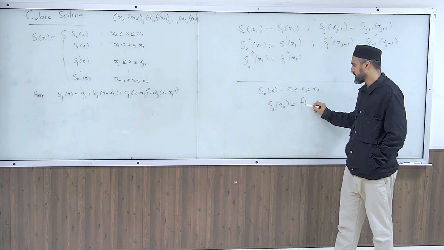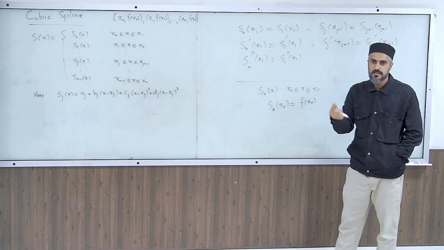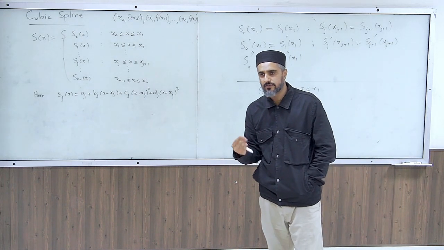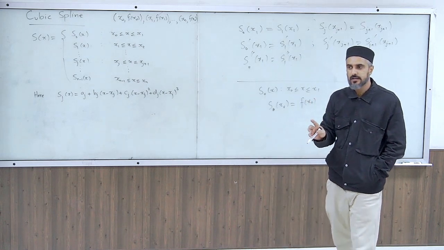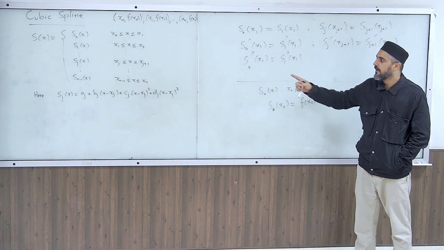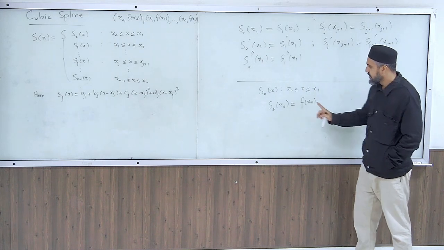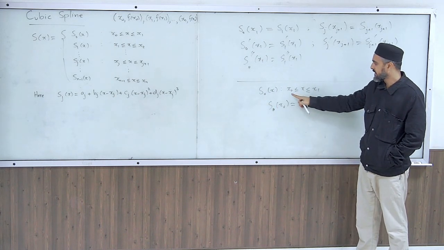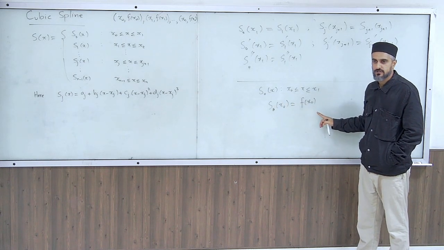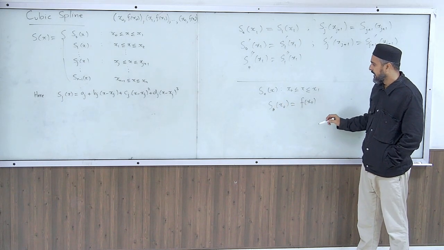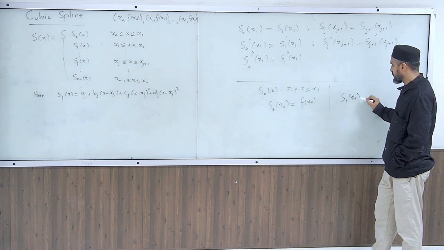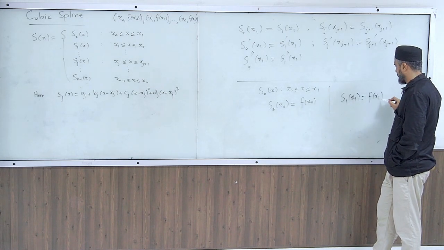It is f of x naught. Because in this particular curve fitting portion, we have decided that our interpolation polynomial should satisfy the given points. So S naught is applicable from x naught to x1. If I plug x equals x naught in S naught, it must give f of x naught. And similarly, S1 at x1 should give f of x1.